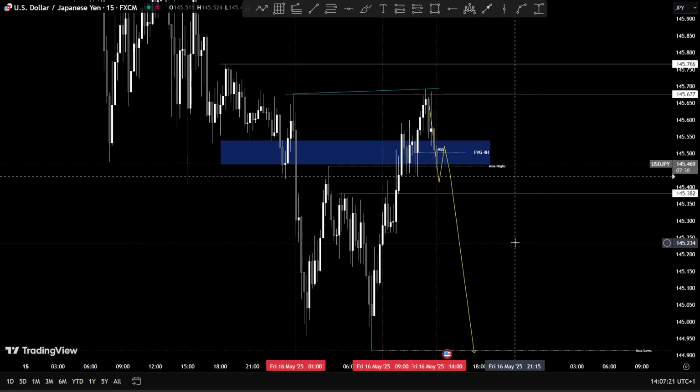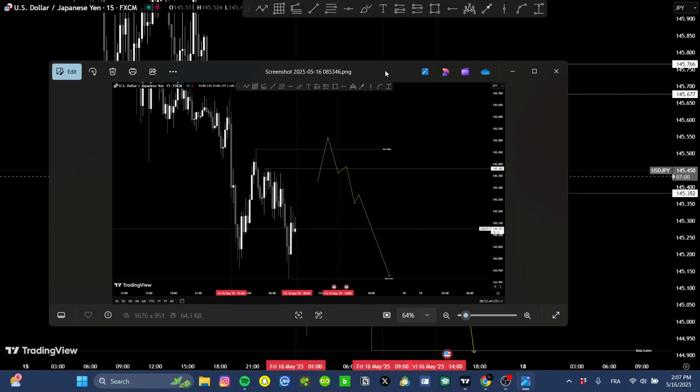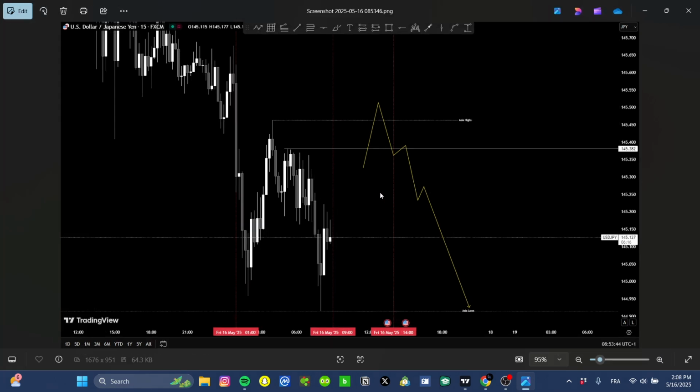This is my setup. I'm going to show you now a screenshot from before, I think at the start of London session. As you can see, this is the screenshot from today's morning. What I wanted to see exactly happened.